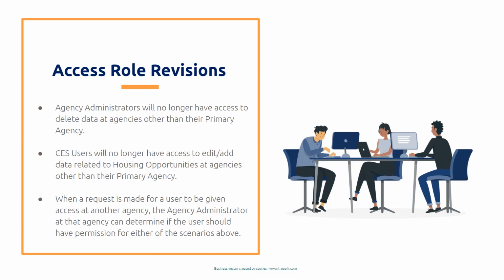So that's the default setting for both of those user roles. But when an agency administrator makes a request to give a user from another agency access to their agency's data, that agency administrator can say, yes, I want this user to have delete access, or yes, I want this user to have access to edit or update housing opportunities. So the functionality is not completely gone, it's just not the default setting anymore.